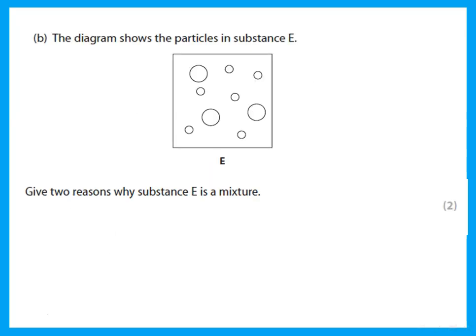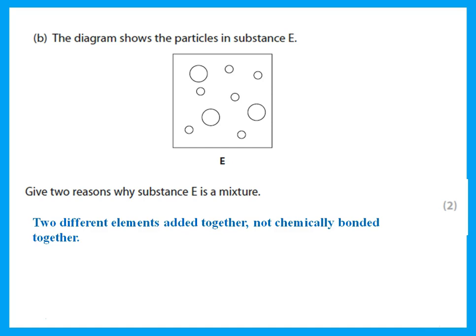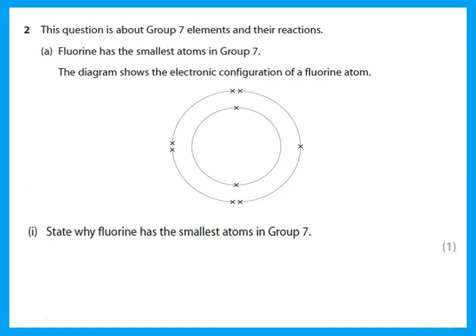The diagram shows the particles in substance E. Give two reasons why substance E is a mixture. What do you mean by a mixture? A mixture means two different elements added together, not chemically bonded together. So that is a mixture.